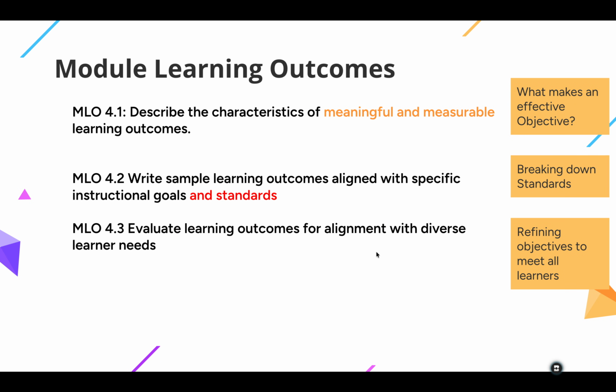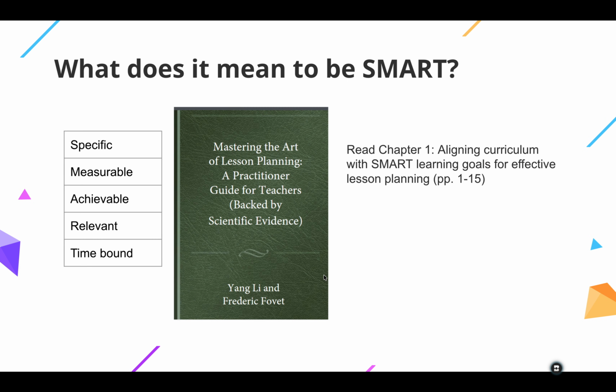So here are our central questions. What makes an effective objective? How do we break down standards? And how do we refine learning objectives to meet all learners? So in your reading, you have Mastering the Art of Lesson Planning, and it talks about objectives being specific, measurable, achievable, relevant, and time bound. So creating SMART goals for your students.